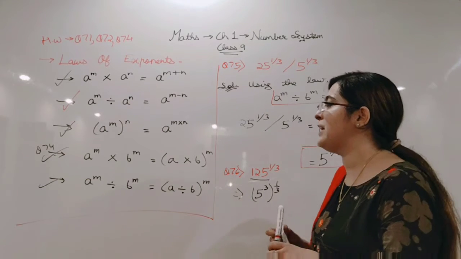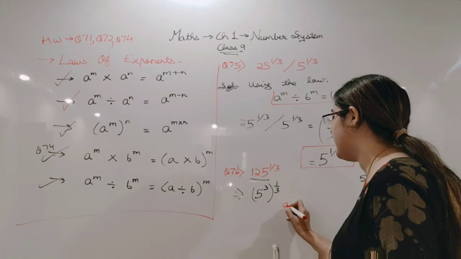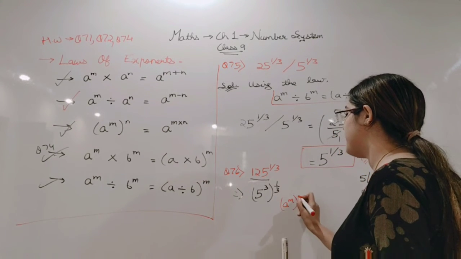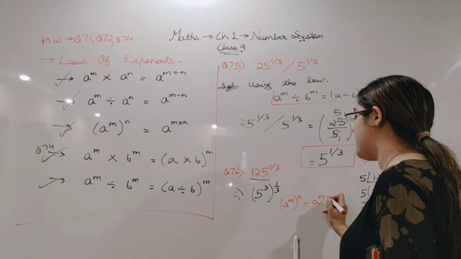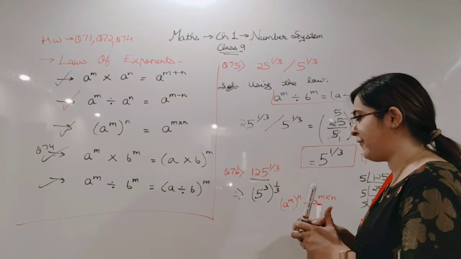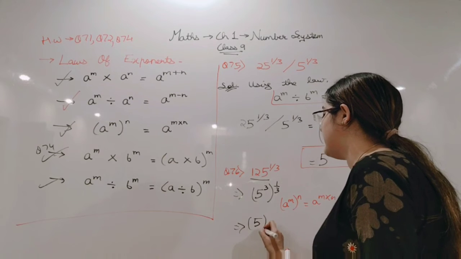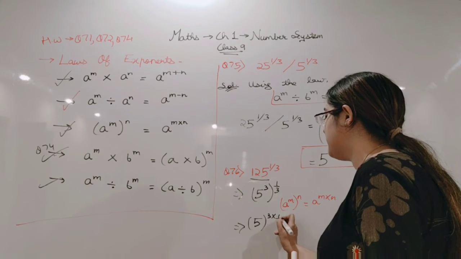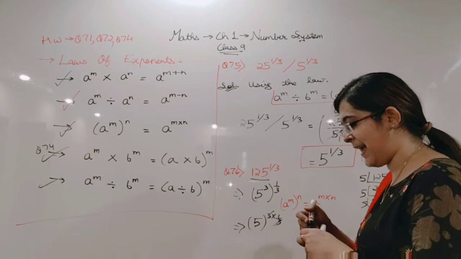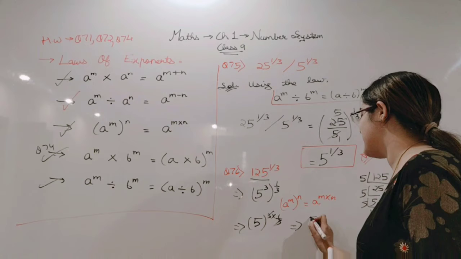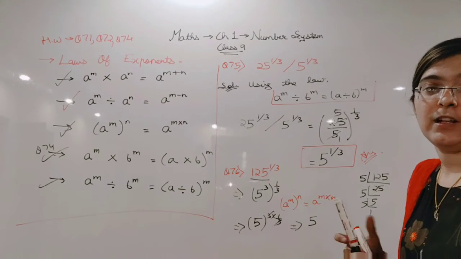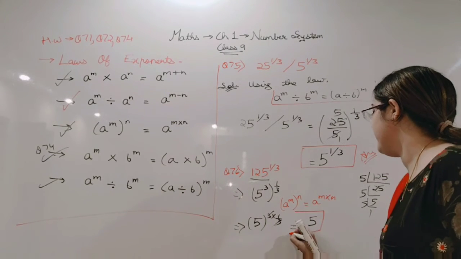Now what property will we use? This third property: a to the power m to the power n is a to the power m into n. So using this property, 5 to the power 3 into 1 by 3. The 3 will cancel and your final answer will be 5.